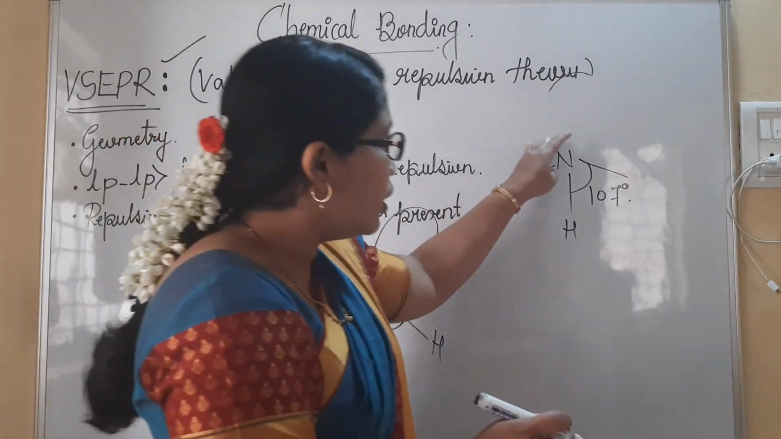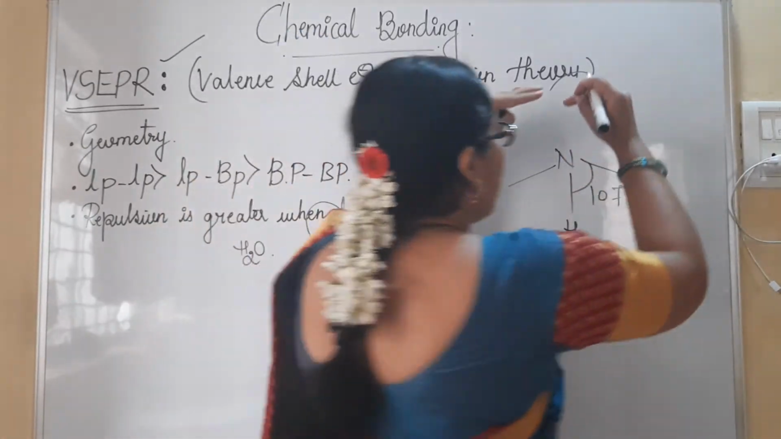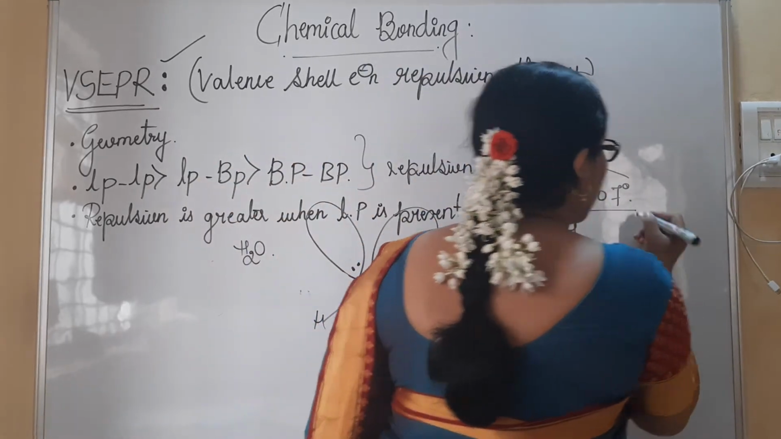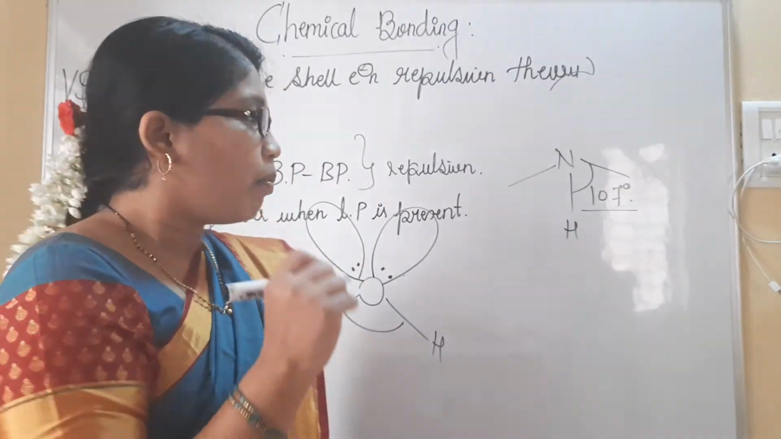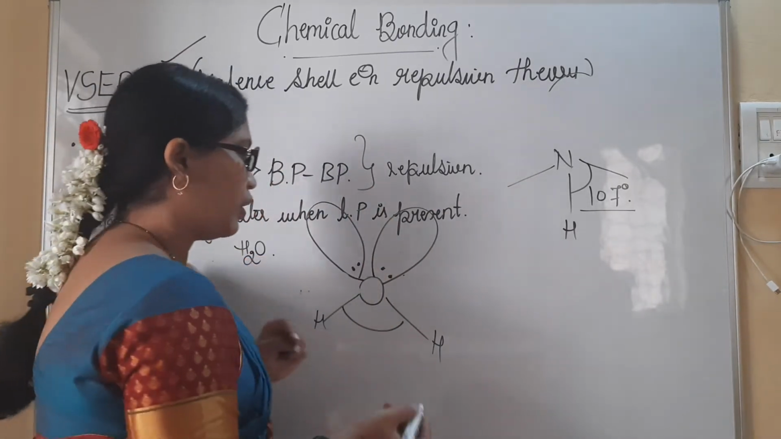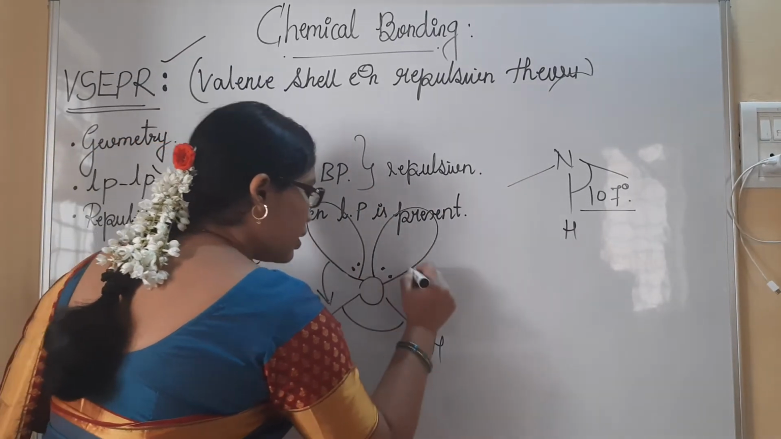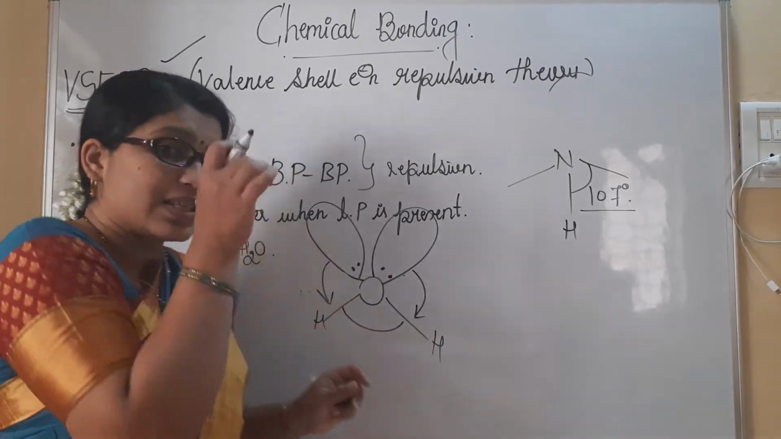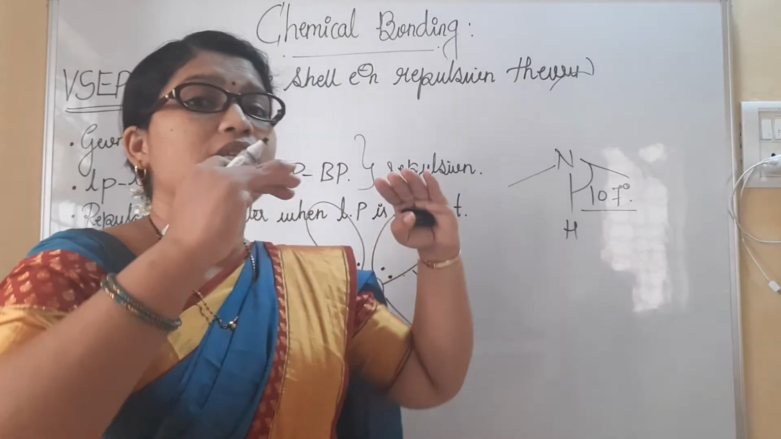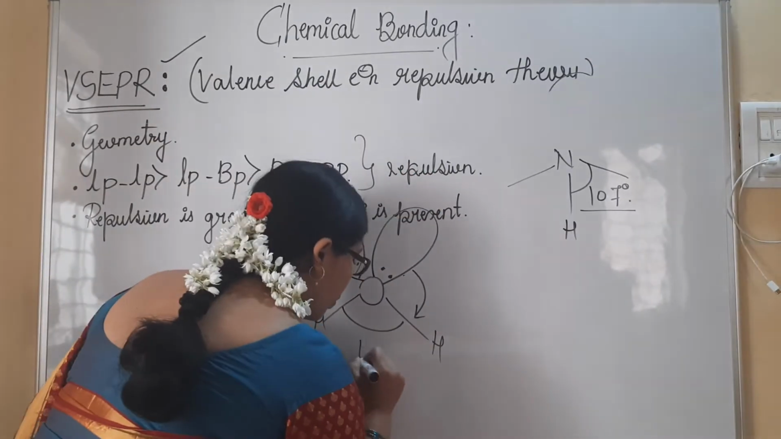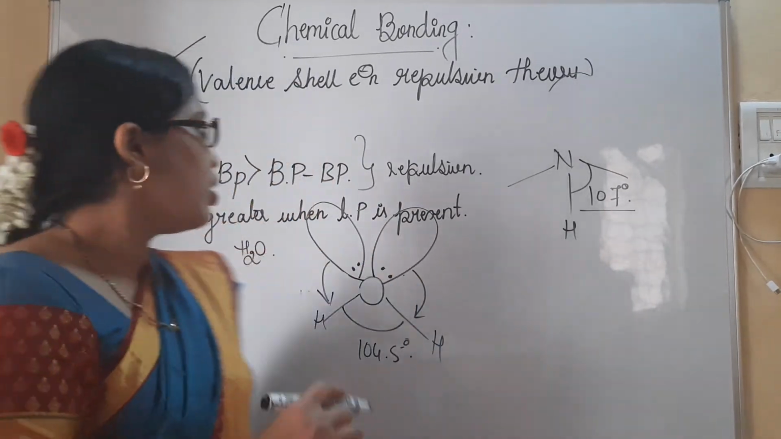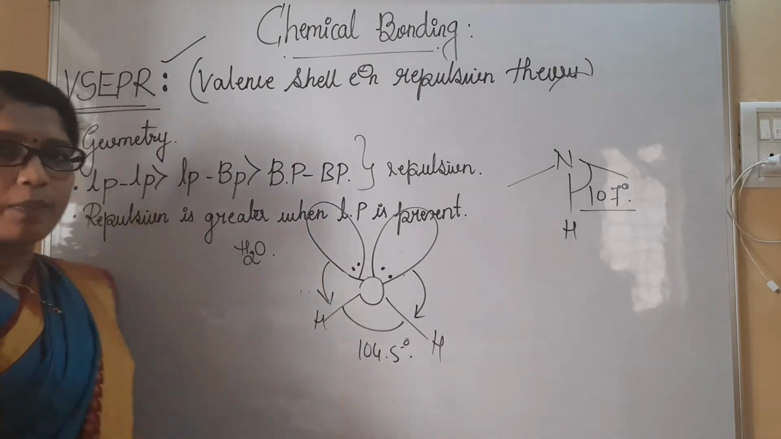In ammonia, since there is one lone pair of electrons, they will push these electrons in such a manner that the bond angle turns out to be 107. But here, due to the presence of 2 lone pairs of electrons, they will push these hydrogen bonds in such a manner that the bond angle is squeezed, or still reduced, to 104.5 degrees. That's it. That is called lone pair repulsion.